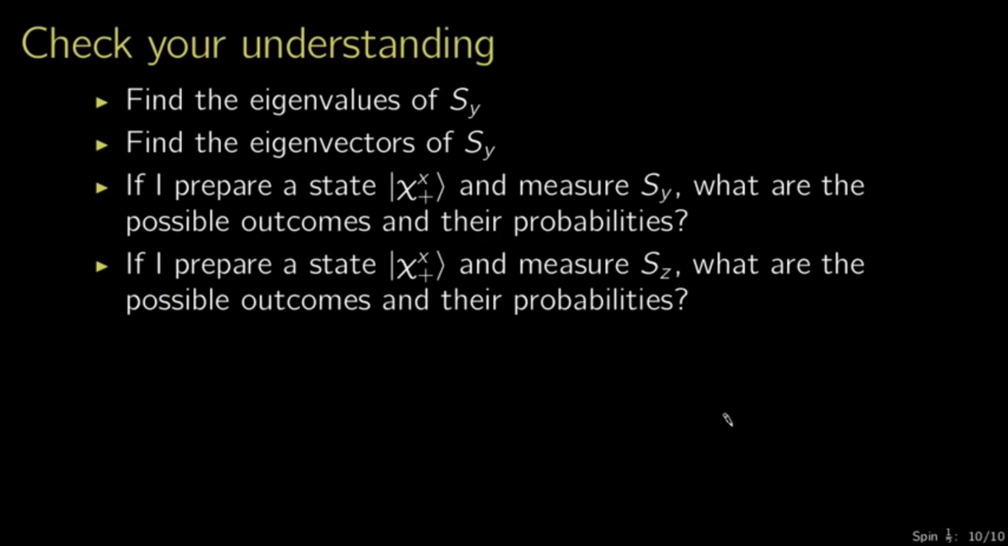To check your understanding, I found the eigenvalues and eigenvectors of s sub x. I'd like you to go ahead and find the eigenvalues and eigenvectors of s sub y. And you can do that however you want. You can use Wolfram Alpha, you can use Sage, you can use Mathematica, use whatever you want. And then on the basis of knowing those eigenvalues and eigenvectors, suppose I prepare an eigenstate of the x component of spin angular momentum, and measure s sub y. What are the possible outcomes and their probabilities? Or, likewise, if I measure s sub z, what are the possible outcomes and their probabilities?